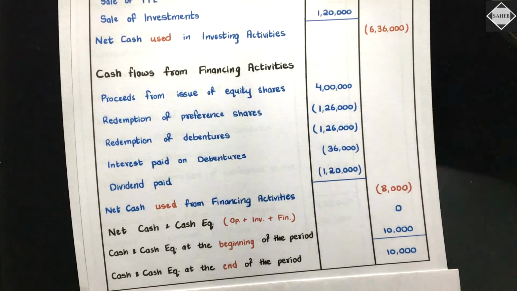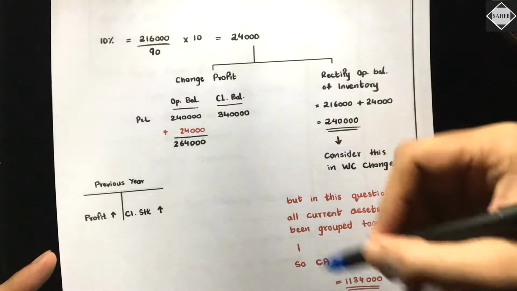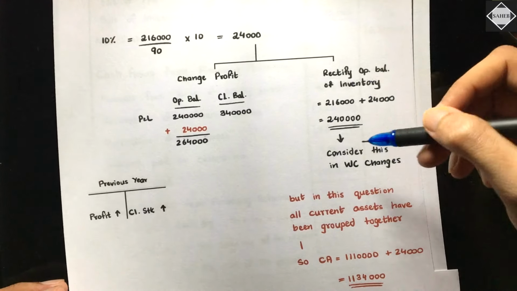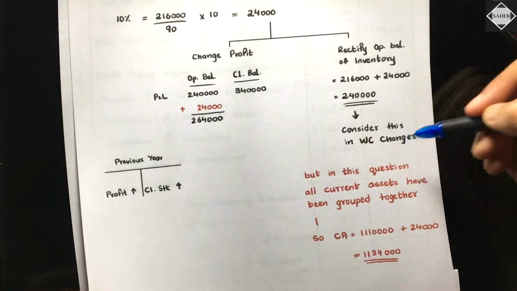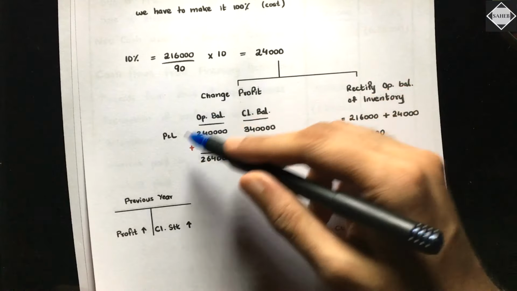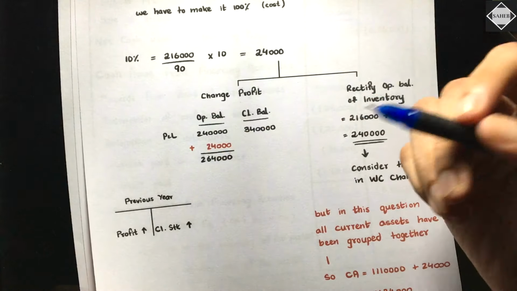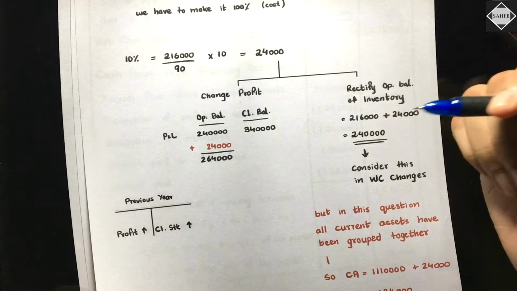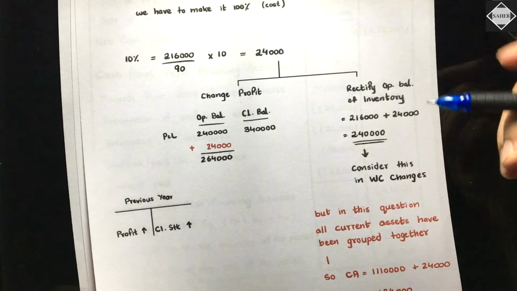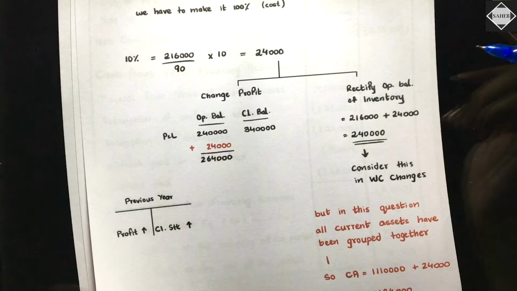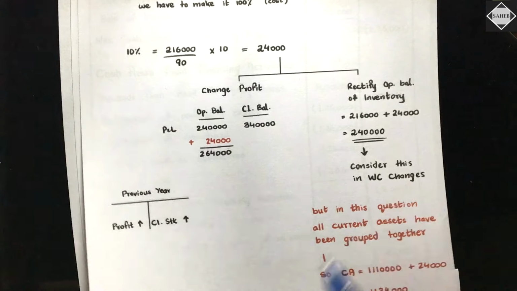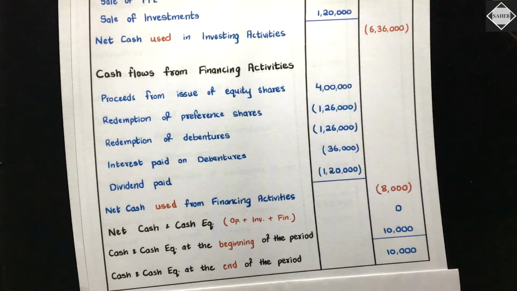You just have to do two things. First, rectify the balance of inventory, whatever they have said, right? So that updated balance you can take in working capital changes, and then you have to update the profit also. You have to see how profit is getting affected by this inventory change and take it, right? Here opening stock of inventory change, opening profit change, like that. Easy, isn't it?